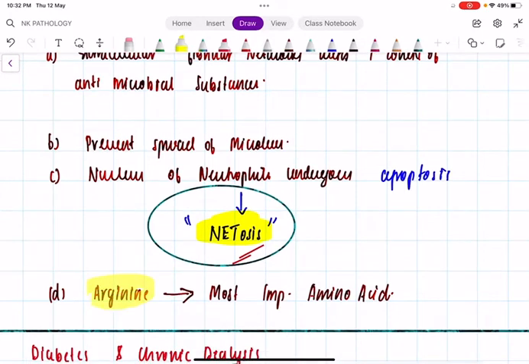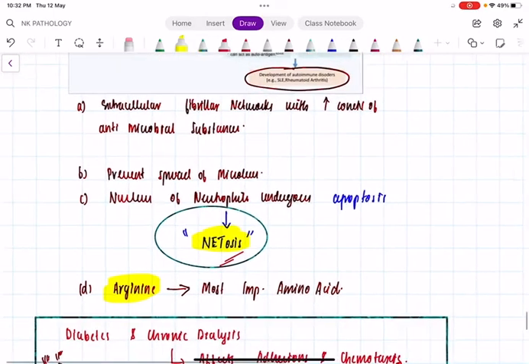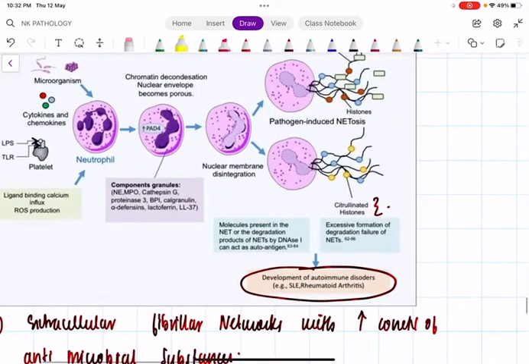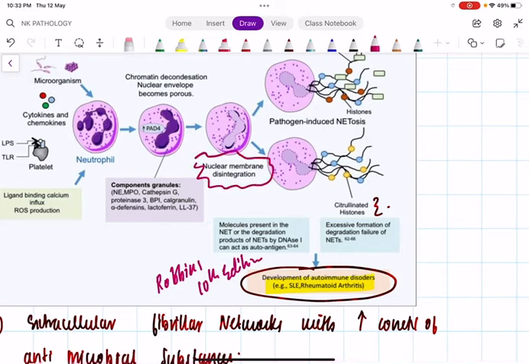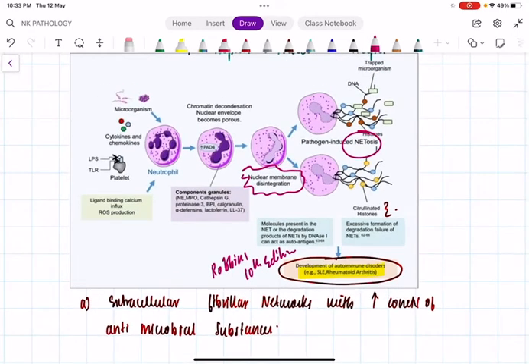Neutrophil extracellular traps have been implicated in the pathogenesis of autoimmune disorders like SLE and rheumatoid arthritis. This is a Robbins 10th edition update. You can see here the nuclear membrane disintegrating, with apoptosis of the nucleus of the neutrophil, and that is what we call netosis. That is a clear-cut picture.